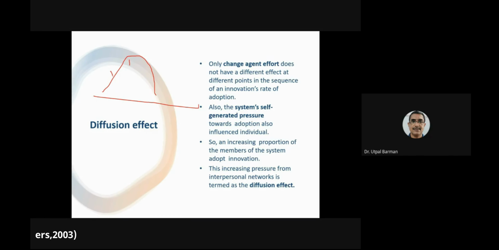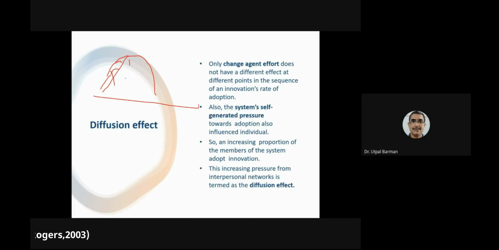Suppose because of the effort of the change agent, this group accepts the thing, and then this group also creates some pressure on the next group to adopt the same thing, and then on the next. In this way, slowly the pressure is created by the system on other parts of the system. And ultimately, what happened because of that system's self-generated pressure?